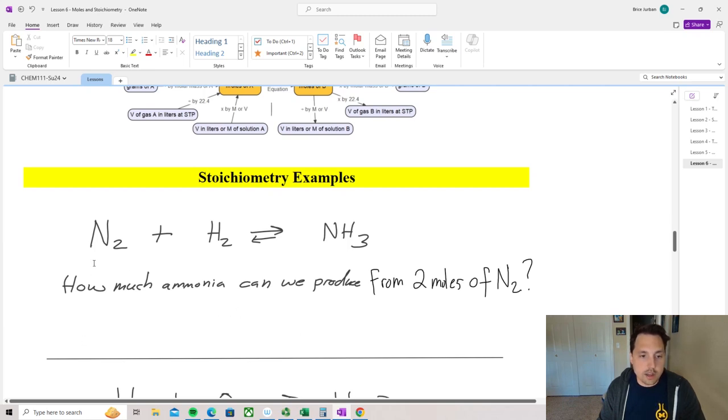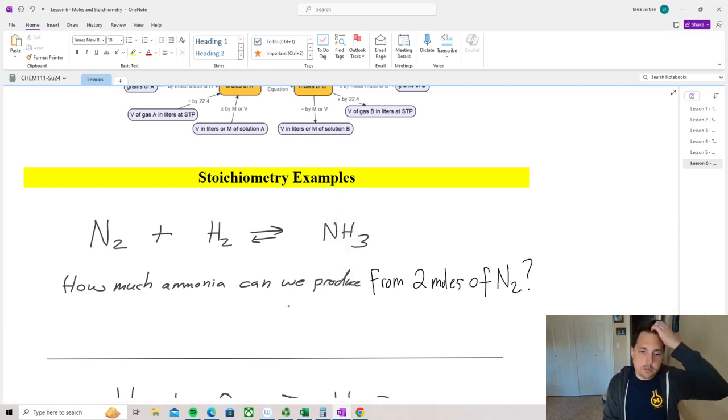So let's start with this reaction here. I have nitrogen reacting with hydrogen to form ammonia. This is the Haber process. We'll talk about this later on this semester. But I want to know how much ammonia, which is NH3, can be produced from 2 moles of nitrogen.